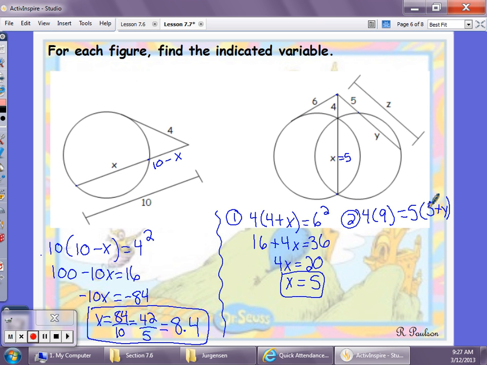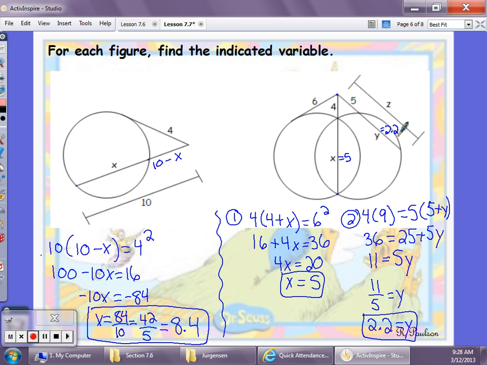Okay, so 4 times 9 is 36. It's going to be equal to 25 plus 5y. If we subtract 25 from both sides, we have 11 is now equal to 5y. And when you divide both sides by 5, y is going to equal 11/5. Or if you want a decimal, we can say that is going to equal 2.2. Okay, so now we can fill in 2.2 for y.